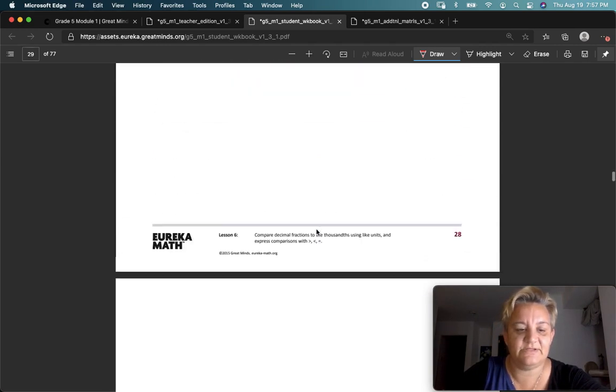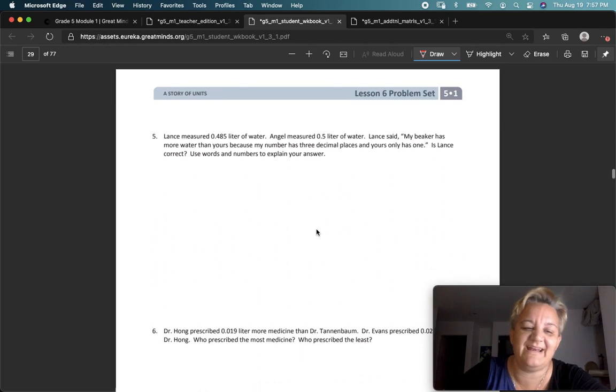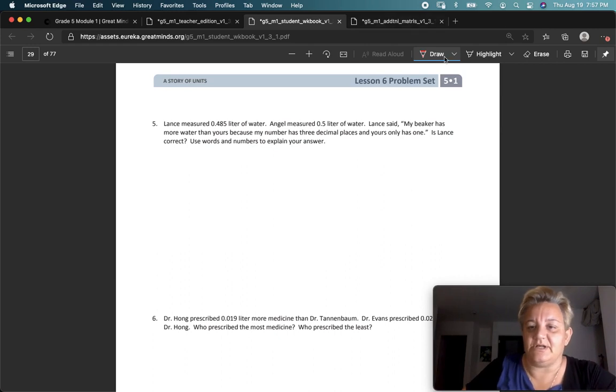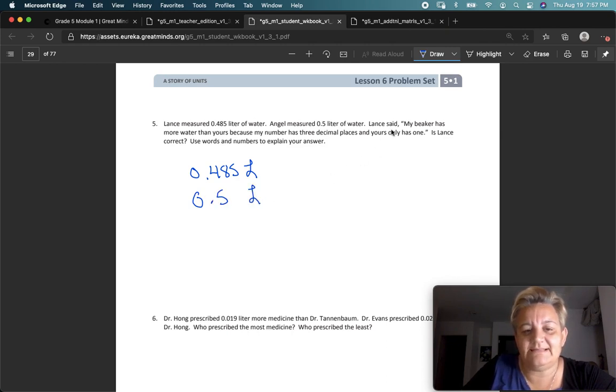All right, let's see. We've got 2 more problems, or 1.5. No, 2. Okay. I'm going to change colors just for fun. Lance measured 485 thousandths liters of water. Angel measured 5 tenths liters of water. They've got beakers. They're doing science, I think. So a beaker is like a science tube for doing science experiments.